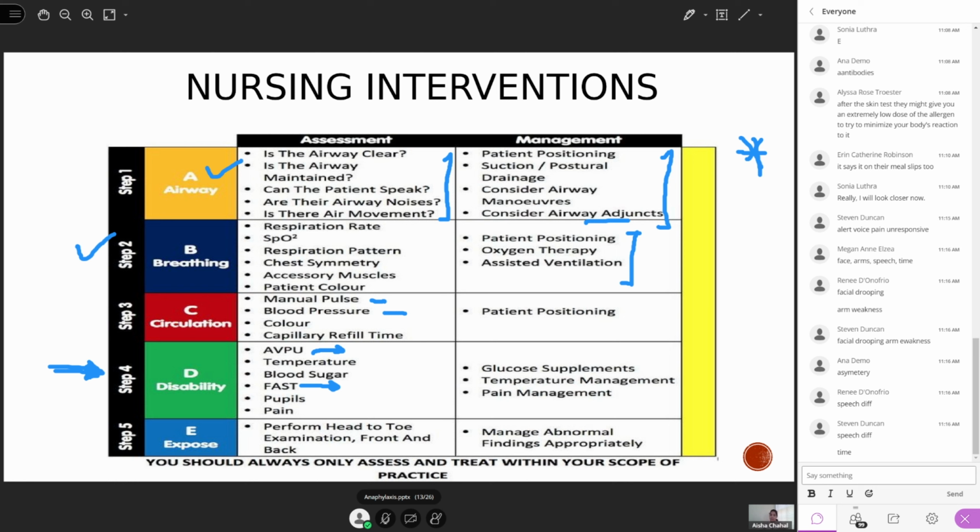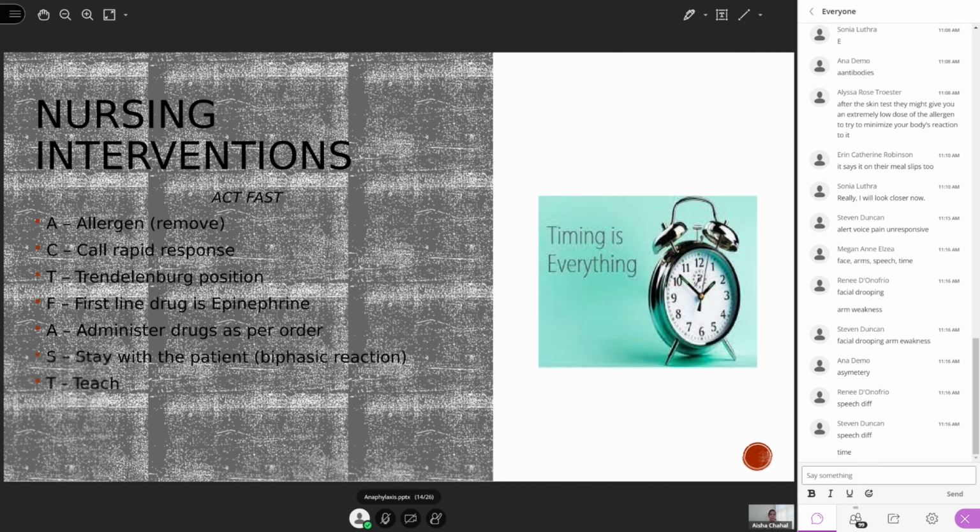Then the fifth thing is exposure. Then you expose, head to toe assessment. You check the lungs. You check for nausea, vomiting, anything that you want to do and manage it. Okay, A, B, C, D, E. Very, very important for your clinical, for exam questions, and just educate your mind to work in this ABCDE fashion, just to get competent.